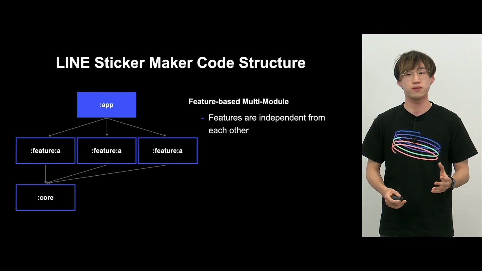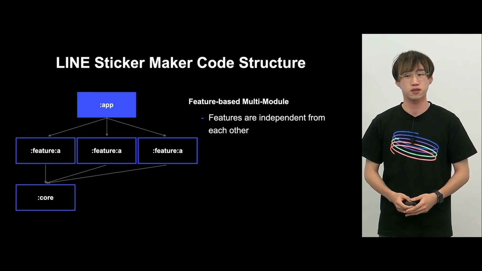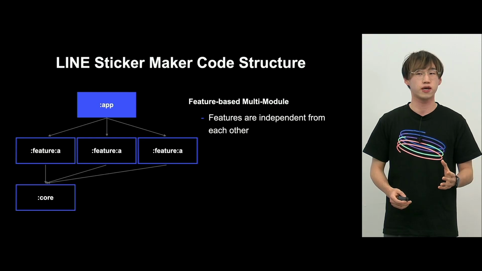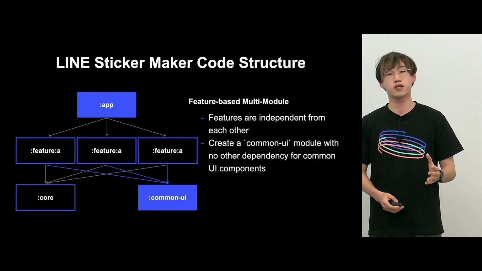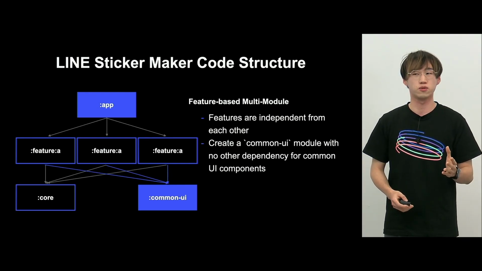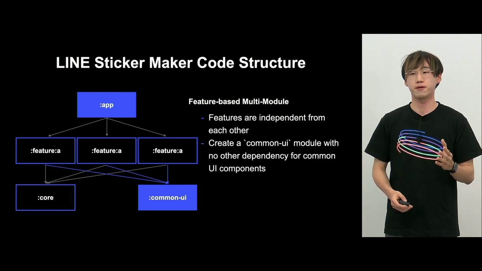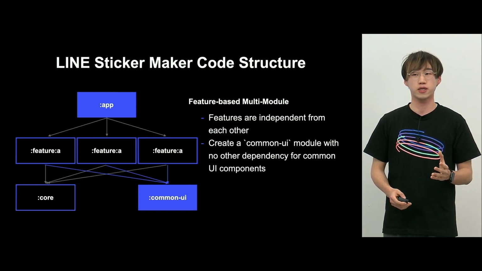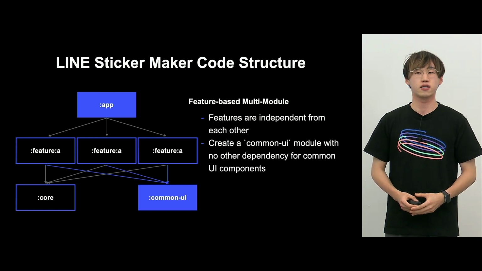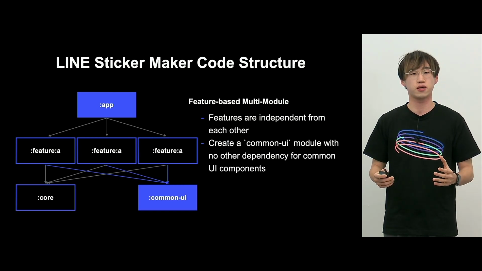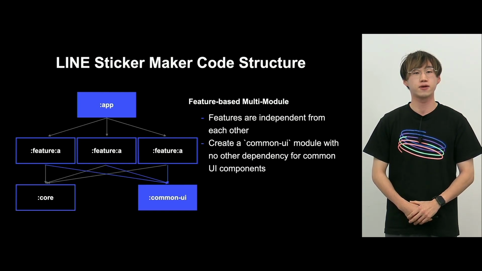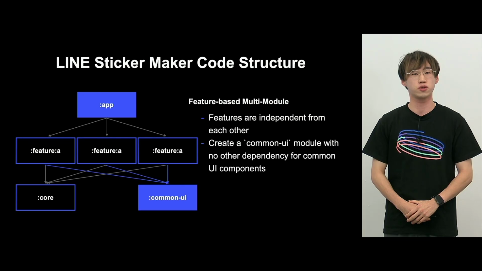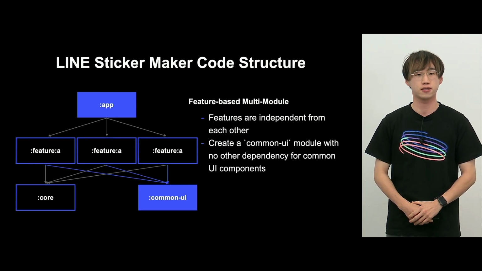Line Sticker Maker Android is a feature-based multi-module repository. Each feature has its own module and depends only on shared modules. On top of this, we first created a module called Common UI, which is a module for storing common UI components, styles, and typography for the entire app. Then, because the feature modules are independent, they can be migrated in parallel. In fact, we are constantly migrating 2 or 3 modules at a time.